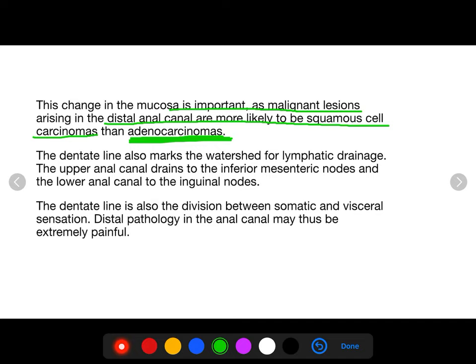The dentate line also marks the watershed of the lymphatic drainage. The upper anal canal drains into the inferior mesenteric node, يعني يروح للبلفيك inferior mesenteric node, بينما باللور anal canal lymphatic drain يروح للinguinal lymph node. The dentate line also marks the division between the somatic and visceral sensation. يعني ذلك distal pathology in the anal canal extremely painful. ليش؟ لأن it is somatic sensation.